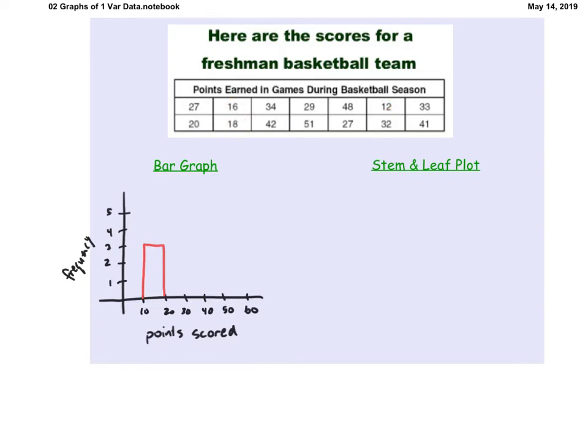Okay, let's change colors and go from 20 to 30. So 1, 2, 3, 4, it looks like. So I'm going to make another bar here. It's going to go up to 4.